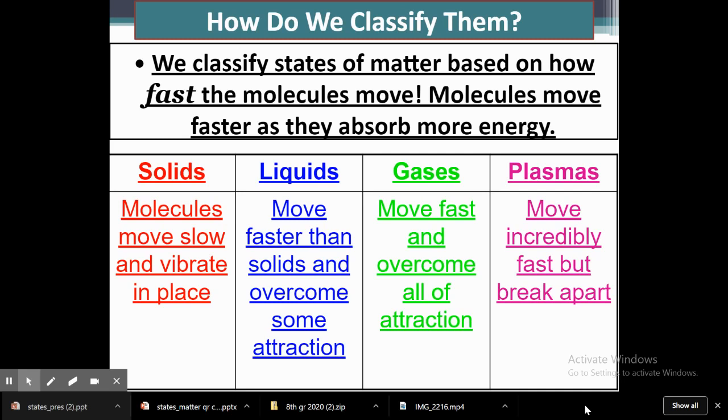In a liquid, particles move faster than solids and overcome some attraction. They have a little more energy. In a gas, particles move fast and overcome all of the attraction. They have a little more energy. And in a plasma, they move incredibly fast and break apart. They have the most energy. And that's it for how we classify phases in the states of matter.